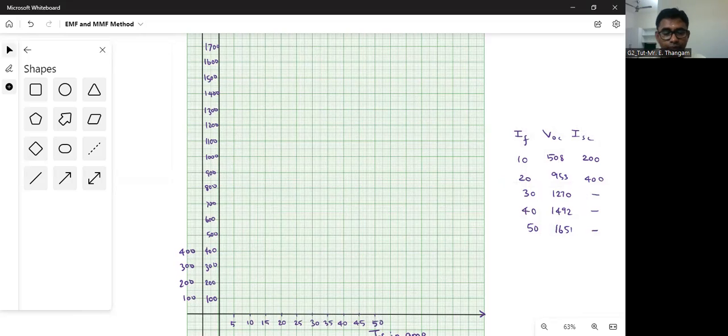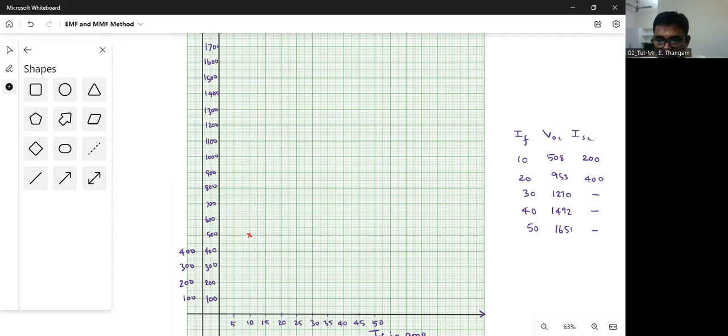Okay, now we can start marking all the points. Two characteristics we need to plot: one is the open circuit characteristic and the other is the short circuit characteristic. The open circuit characteristic is drawn between IF and VOC. The first point is for 10 amps, where your VOC value is 508. So this is your first point, 508.